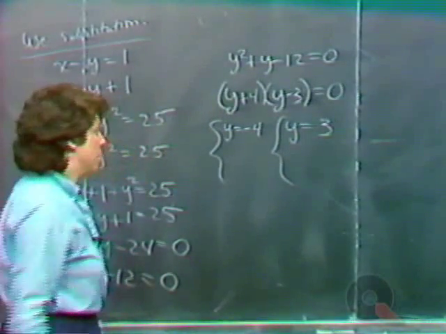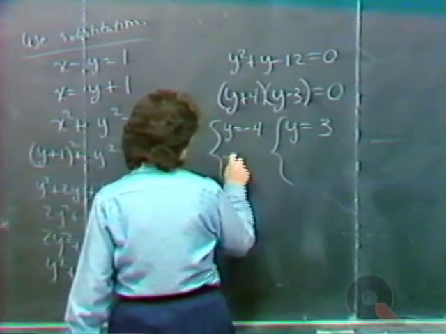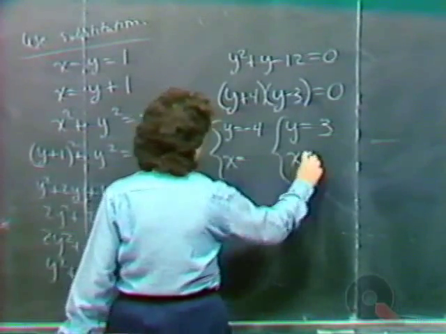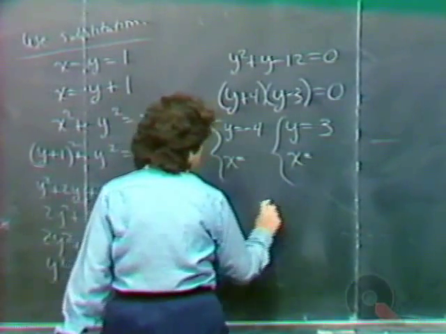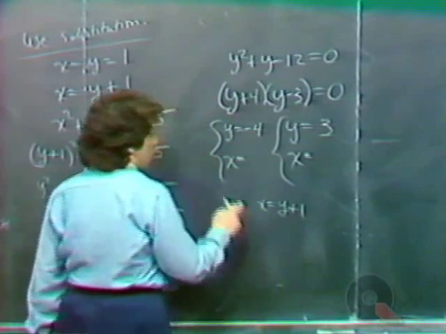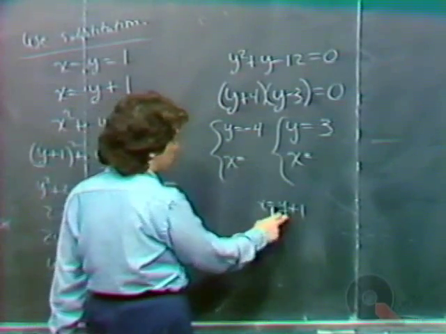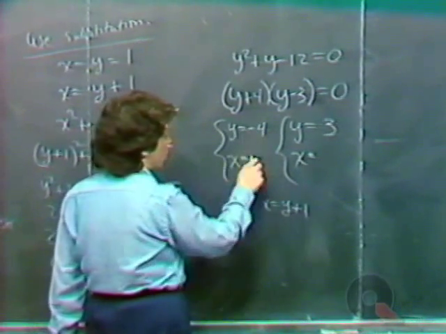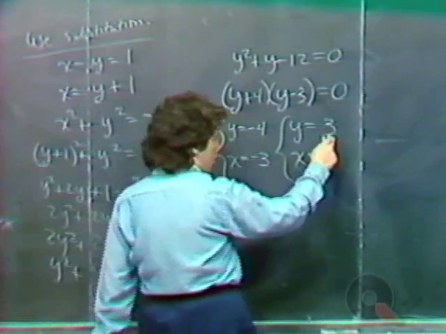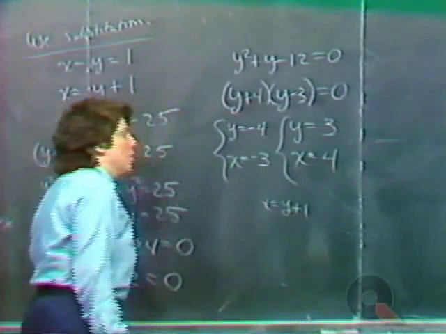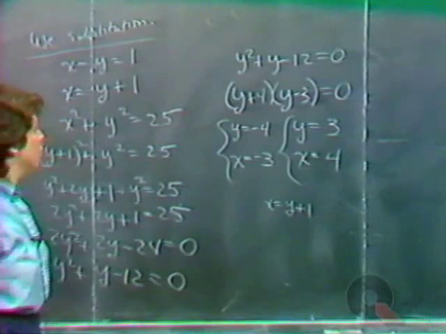As the y coordinates of the points of intersection. Now remember, x is y plus 1. So from over here, x is y plus 1. So minus 4 plus 1 is minus 3. 3 plus 1 is 4. And you can check these points.